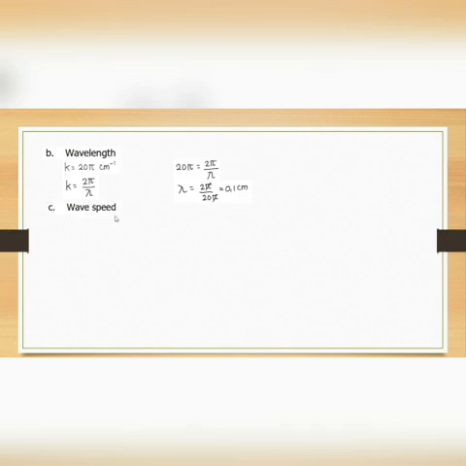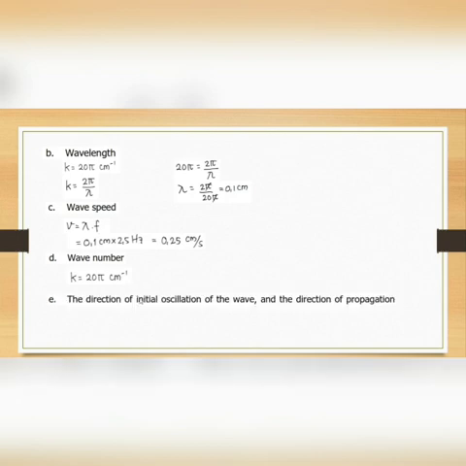To find the wave speed, we use the equation v equals lambda multiplied by f. So lambda is 0.1 centimeters and the frequency is 2.5 hertz, so we have 0.25 centimeter per second. The wave number is k, so we don't have to calculate it. K is equal to 2 pi centimeter to the power of minus 1. The direction of initial oscillation of the wave, of course, is upwards, and the direction of propagation is to the right.